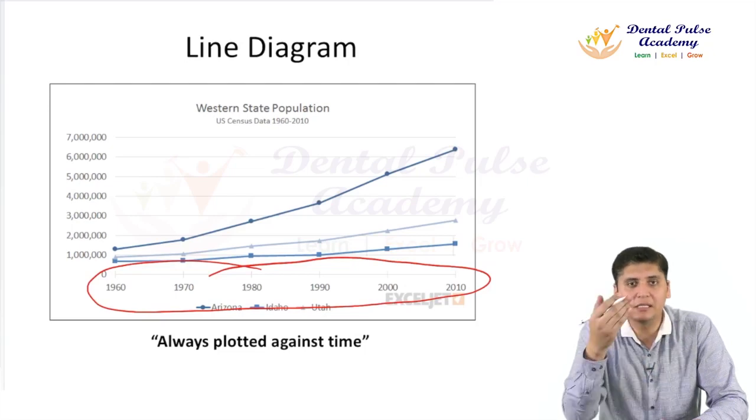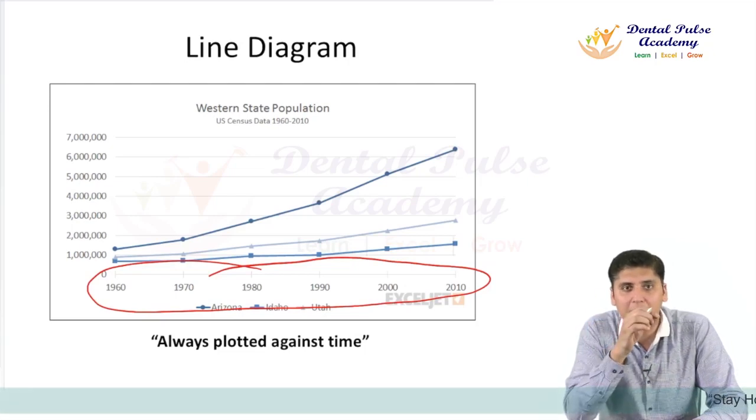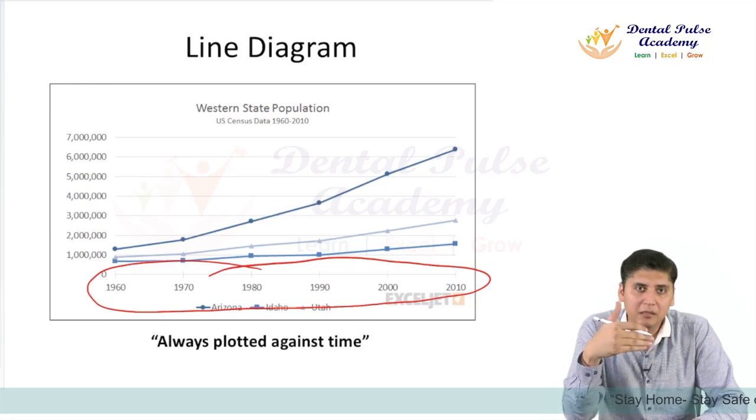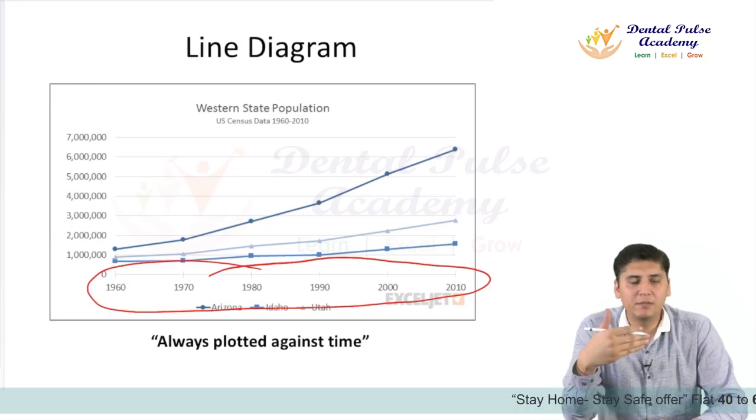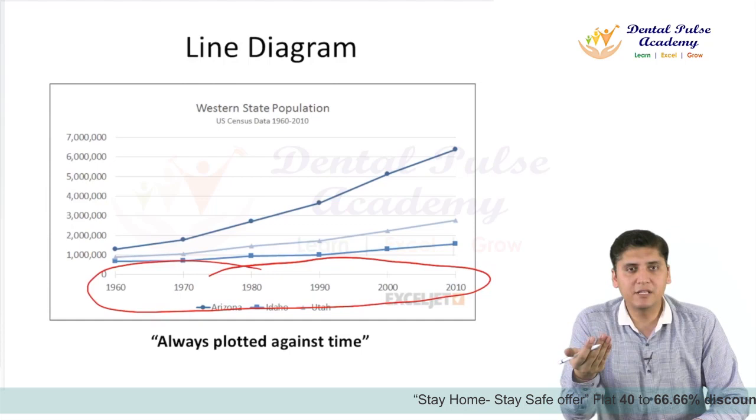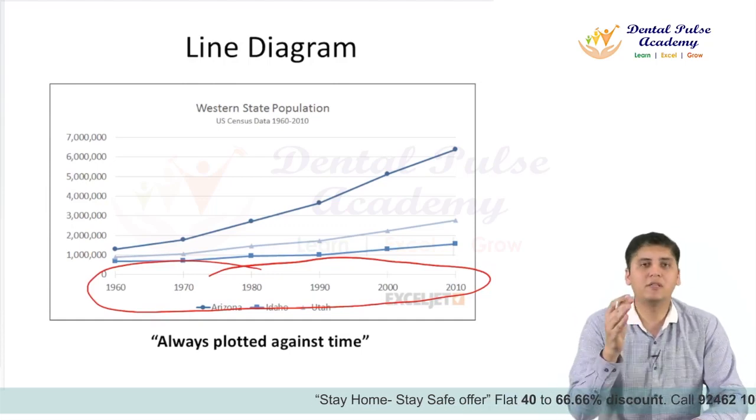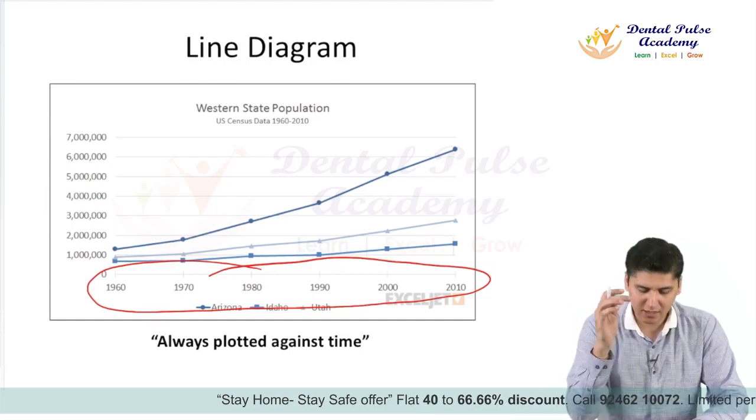If you get a question saying that this is the data measured at this much hourly interval or this many days interval, which graph is suitable for this? Always and always, a line diagram is plotted against time.